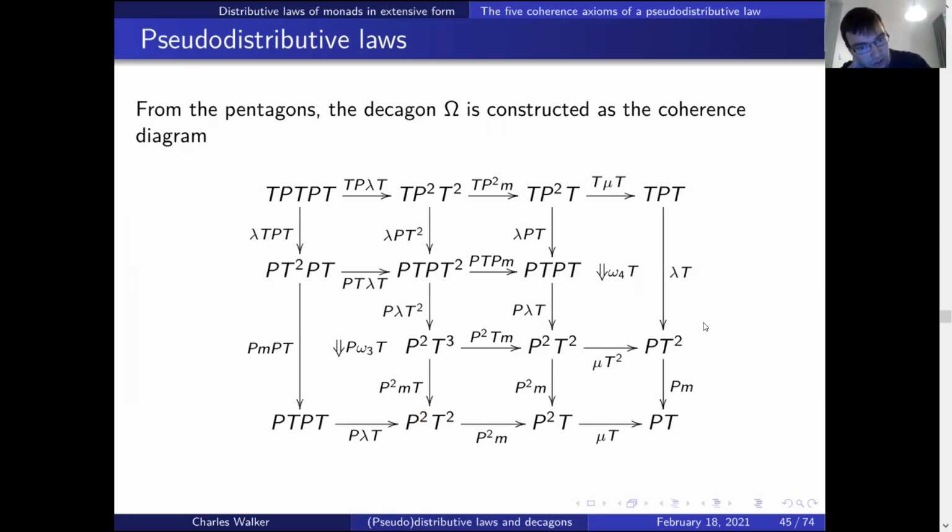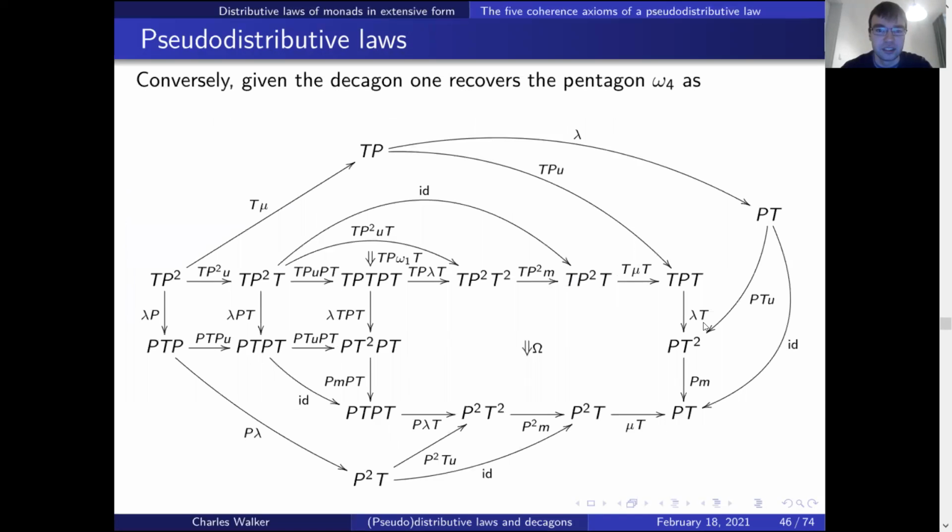And we can also go the other way. If you're given the decagon, how do you get the pentagon back? Well, it might be a bit scary at first, let me explain. If you want to recover a pentagon, say omega 4, you start off with the TP squared, because that's what it starts with. And then you just insert the units that you need until you reach the decagon. Then it's just a matter of simplifying the diagram. And when you do that, you'll end up with whatever axiom you want.